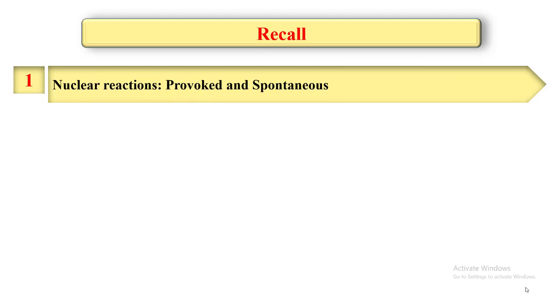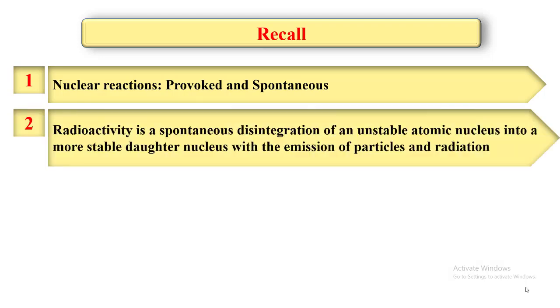In the previous part, we discussed the types of nuclear reaction. We have seen that there are two types: provoked, like fission and fusion, and spontaneous, like radioactivity. The provoked nuclear reaction takes place due to external intervention, while a radioactive reaction takes place spontaneously and without any external intervention. In a radioactive reaction, the parent nucleus decays into a more stable nucleus with the emission of a particle and radiation.